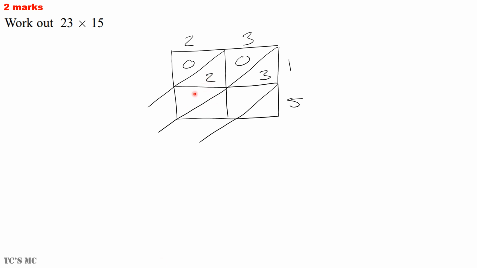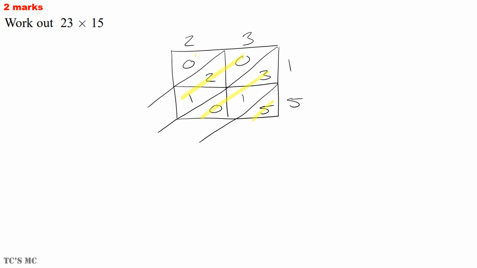For this bottom left box, we need to do 2 multiplied by 5. That is 10, so 1, 0. And then for this bottom right box, we need to do 3 multiplied by 5. And that is 15, so 1, 5. Then we need to add diagonally.